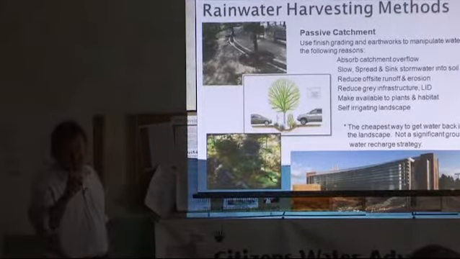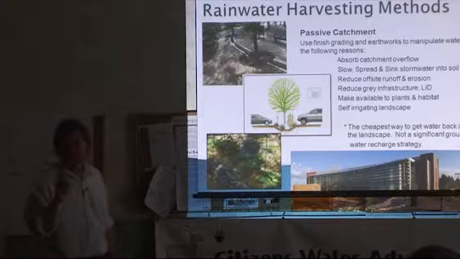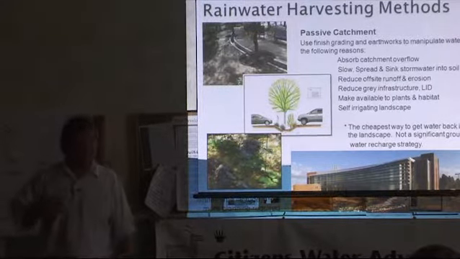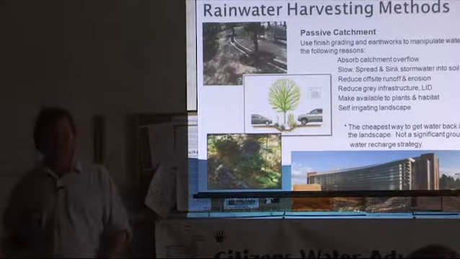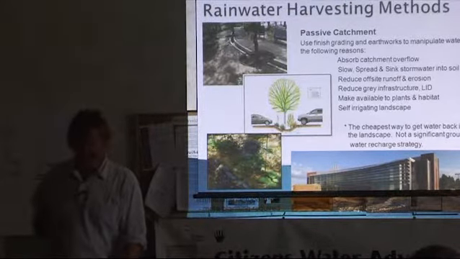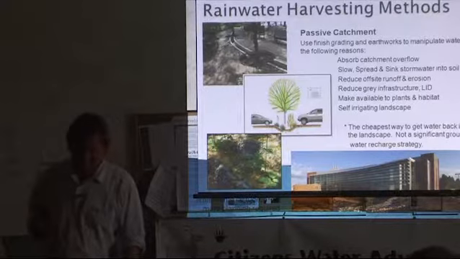Now, gray water integration, though. Does anyone do gray water here? I mean, that's willing to say they do inside the city limits? I confess. Okay, good. Yeah, my house is in the county as well, and I gray water all over the place.